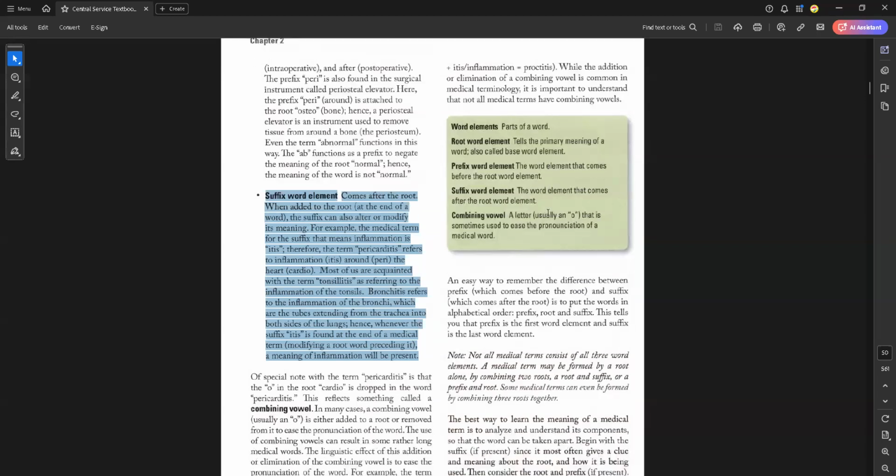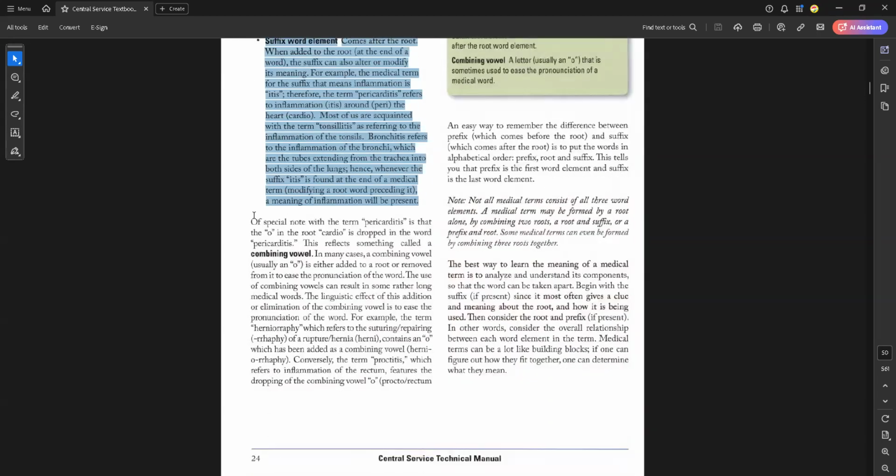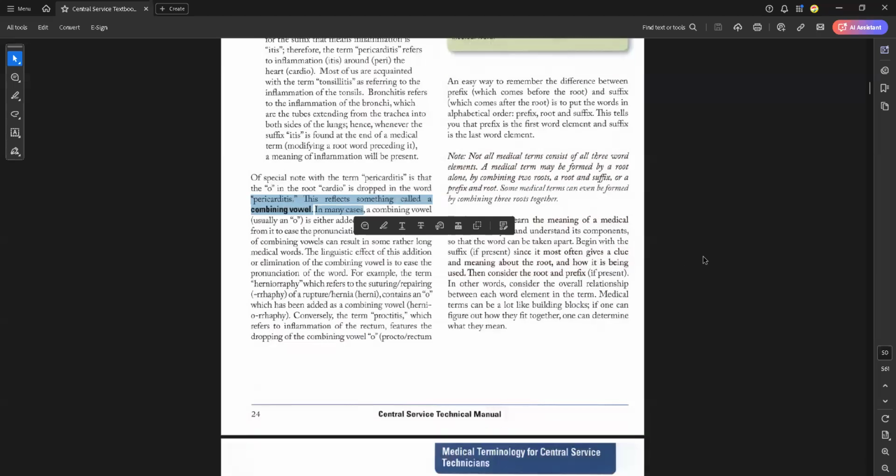Yeah, let's go on. All right, let's come to what we call combining vowels. Now, pronunciation. Sometimes words are modified.